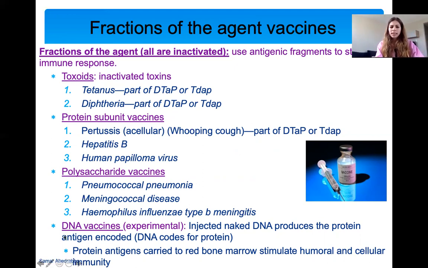And then DNA vaccines, specifically nucleic acid vaccines, they're still experimental. This is when we extract DNA or RNA from pathogens, whether that is bacteria or viruses, and we use that to mount an immune response. So they're still studying this and seeing how effective it is. So these are types of fractions.